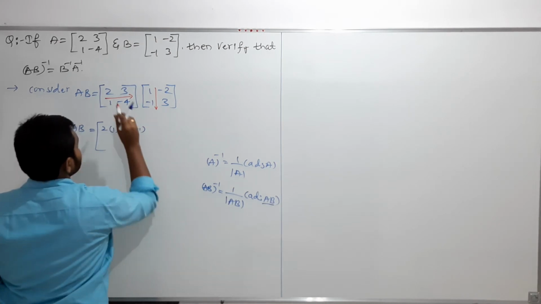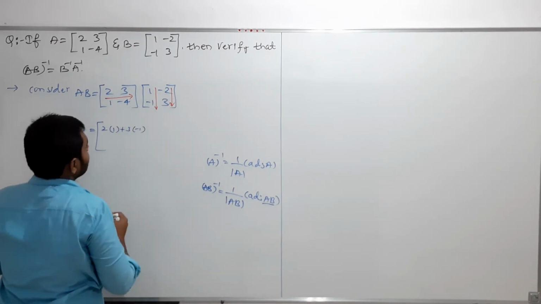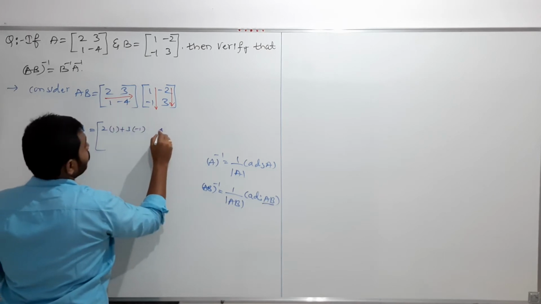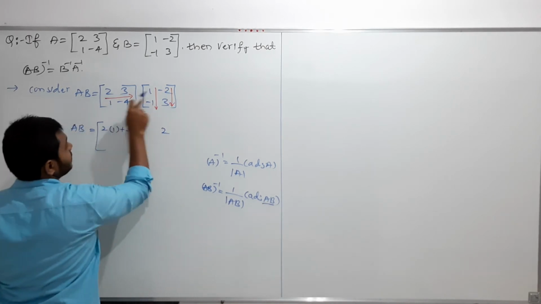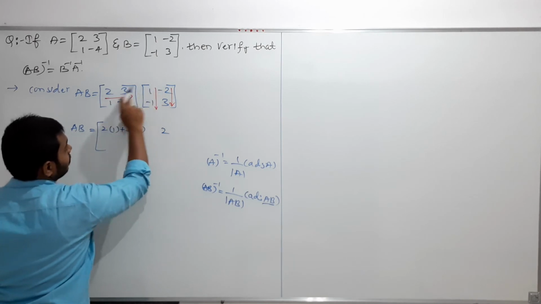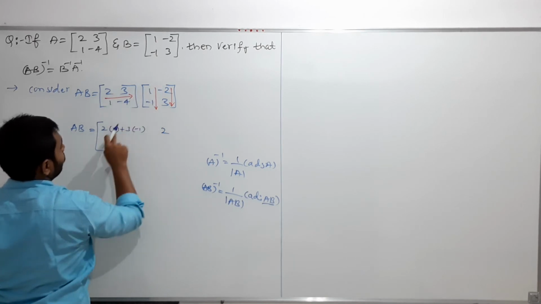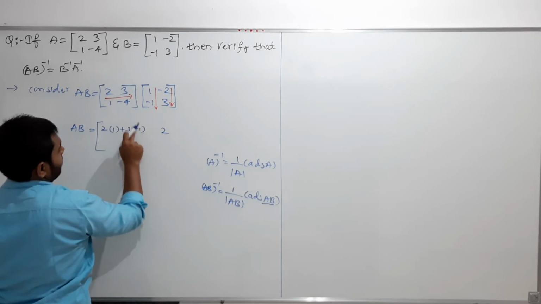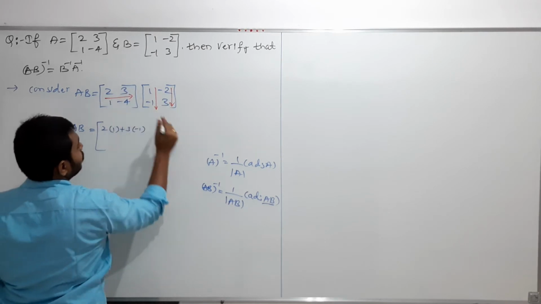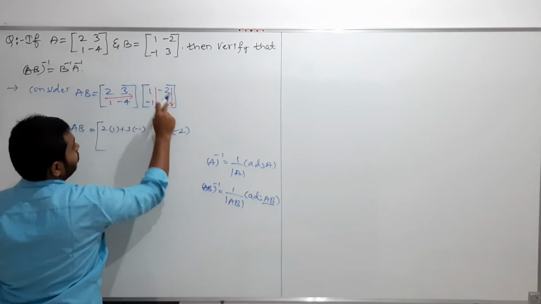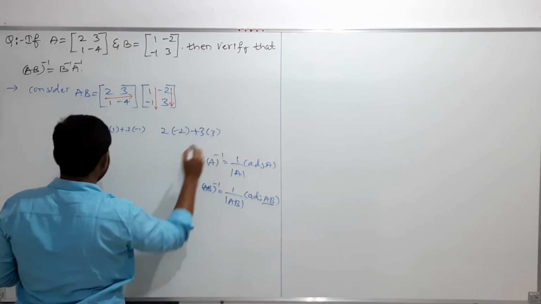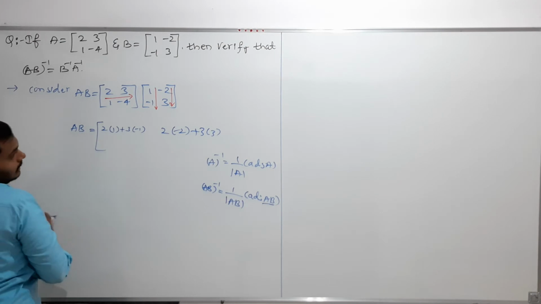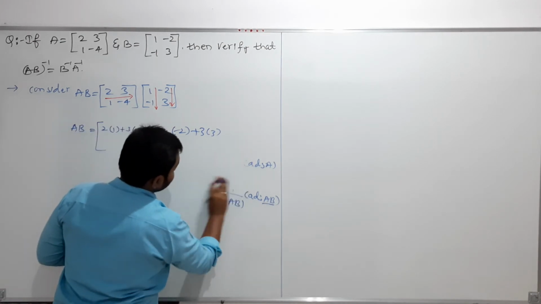And next, my dear students, first row, second column. Leave some space because we are moving to the second column. First row, first column: 2 into 1 plus 3 into minus 1. First row, second column: 2 into minus 2 plus this element into this element, 3 into 3. Clear?